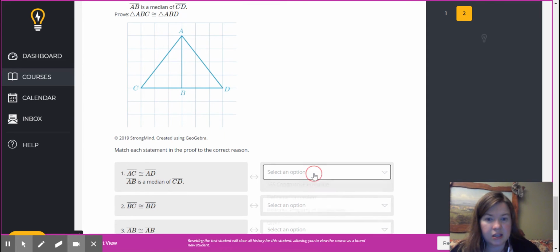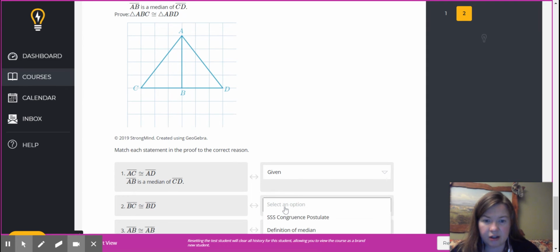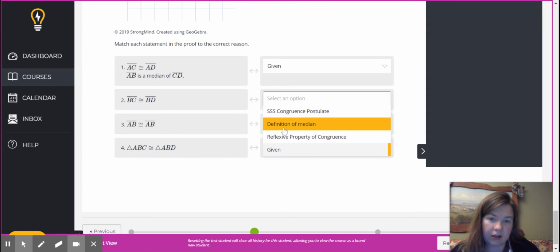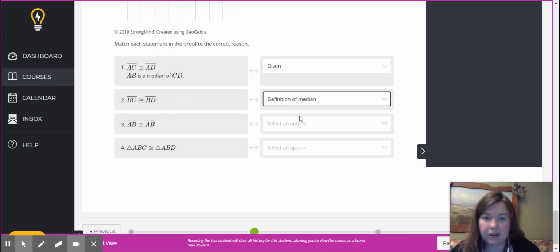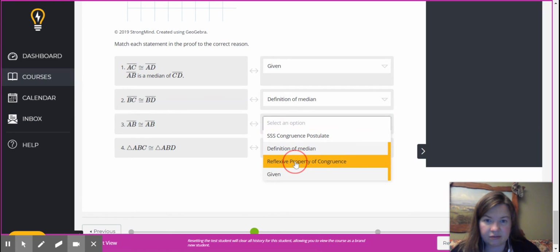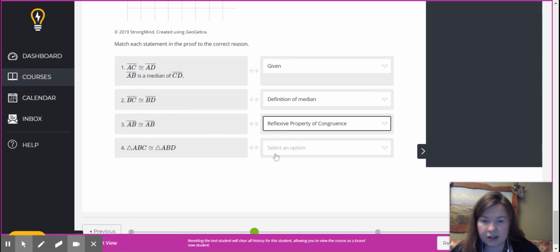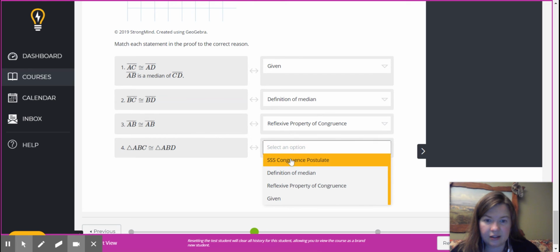First thing we always say is given. And then BC is congruent to BD. That's the definition of midpoint, or I guess median. AB is congruent to itself, which is reflexive. And then we talked about only sides, so by side, it's the same.